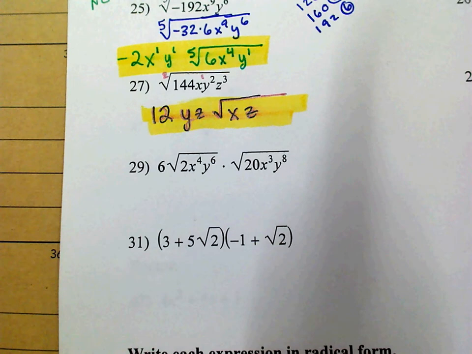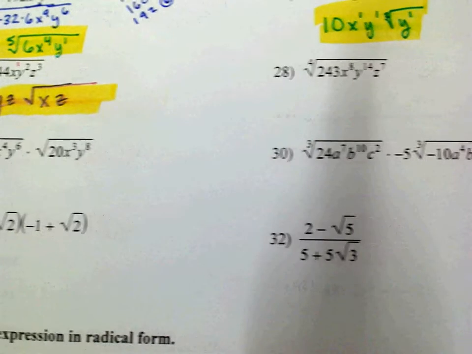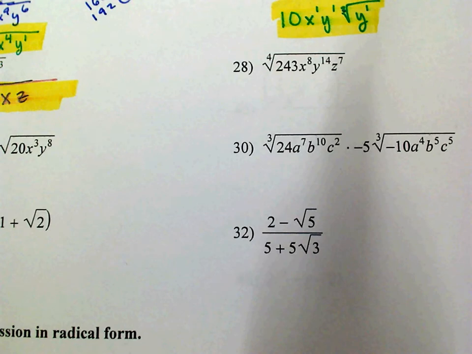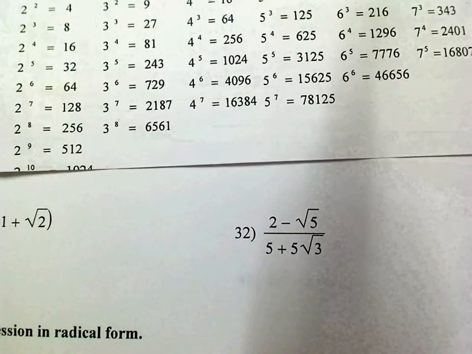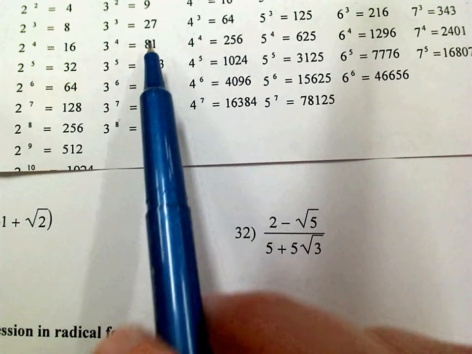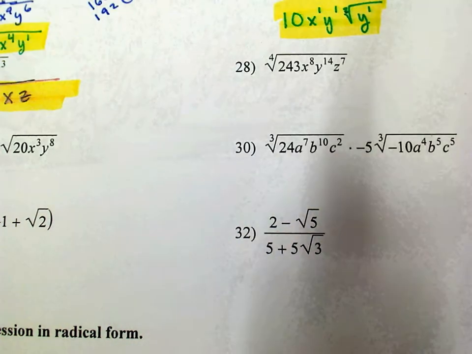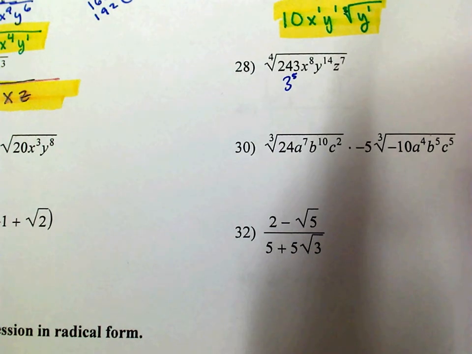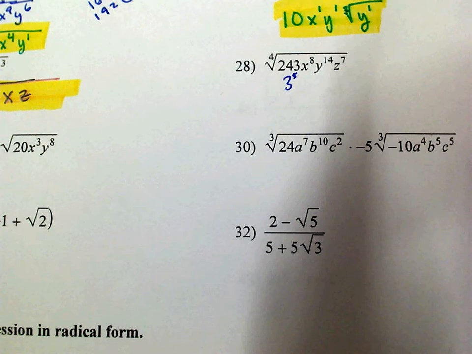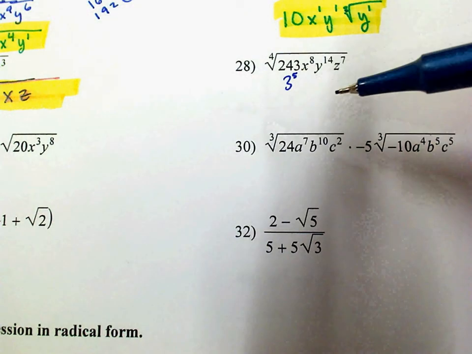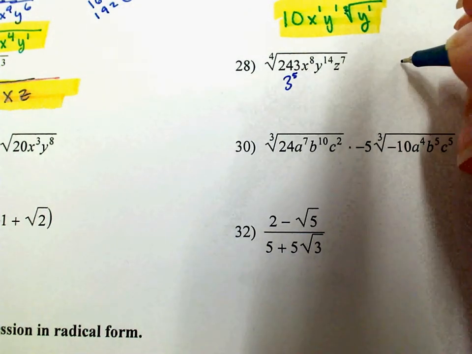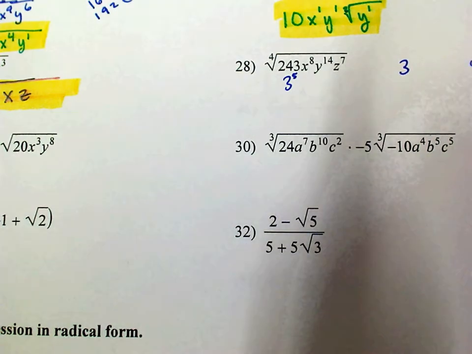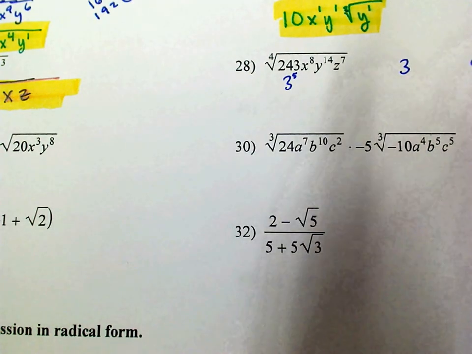Okay, let's go to 28. 28 is the fourth root of 243. So I look across the powers of 4, and I don't see it, but I see 243 on 3 to the 5th, right? So I'm going to think of that as 3 to the 5th and treat it just like I would treat x to the 8th. I ask myself, how many times does the root go into the power, and then I go from there. So how many times does 4 go into 5? One time. So I put a 3 on the outside, with how many left over? 1. So I have a 3 to the first on the inside.